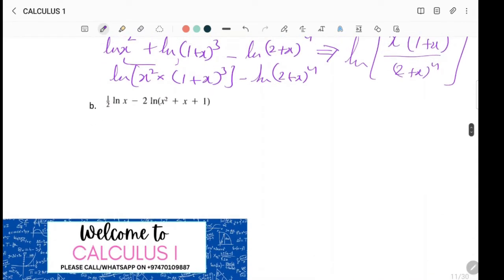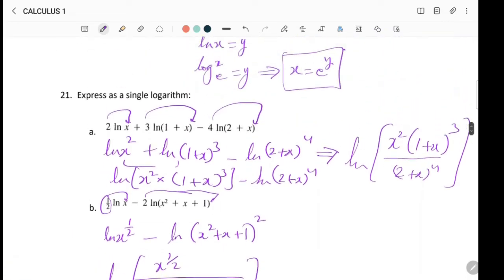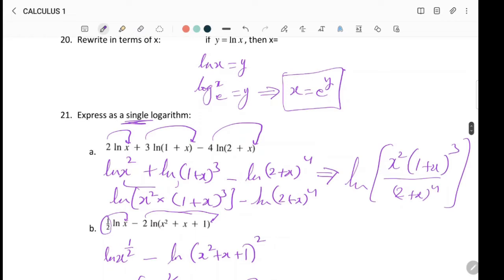Now again, this is half. This half we can write here, and this 2 we can write here. So ln x to the power half minus ln (x squared plus x plus 1) to the power 2, and then this is ln of x to the power half over (x squared plus x plus 1) to the power 2. This is the answer in one logarithm, a single logarithm.